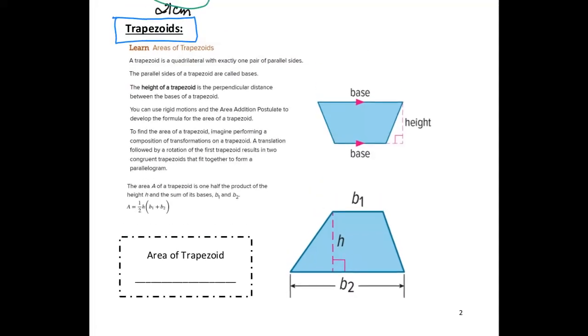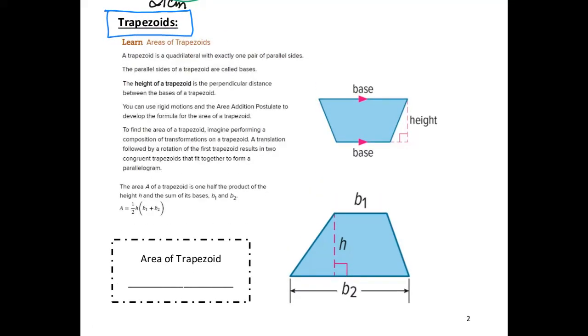What do I want you to know? A trapezoid is a quadrilateral with exactly 1 pair of parallel sides. So a parallelogram, with the word parallel in it, has 2 pairs of parallel sides. A trapezoid only has 1 pair of parallel sides. And those sides that are parallel are the bases. You have 1 base on the bottom and 1 on the top, but they're always parallel to each other. They will never touch.